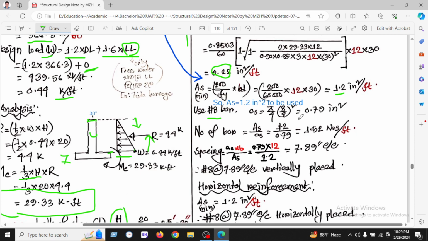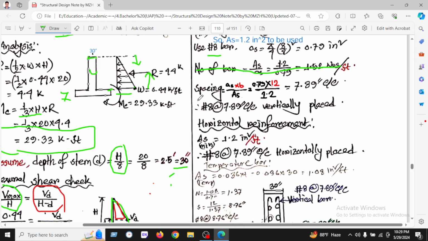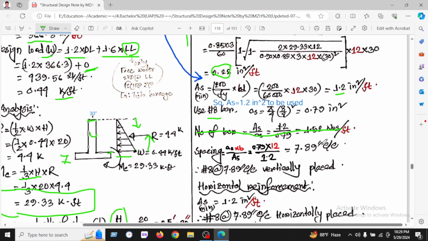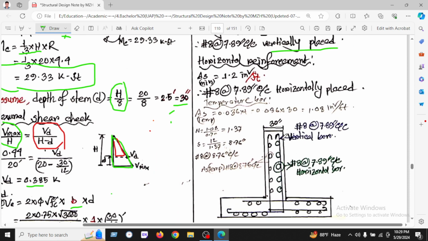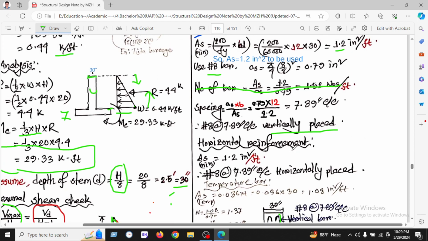Now we are using number 8 bar. The area of number 8 bar is 0.89 inch square. So the number of bars is 1.52 per feet. Now spacing will be as b divided by as. So we have shown 0.89 inch square center to center. So number 8 is vertically placed. So this is the vertical bar. We have placed number 8 at 8.789 inch square center to center.